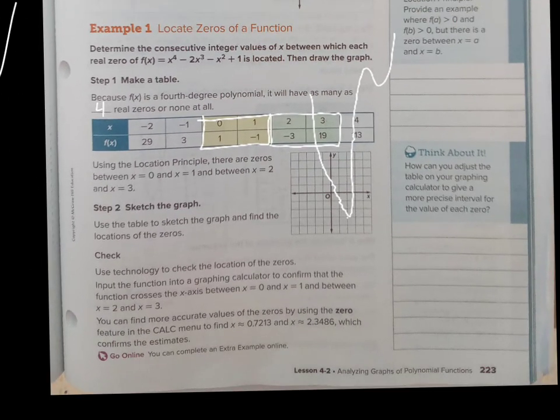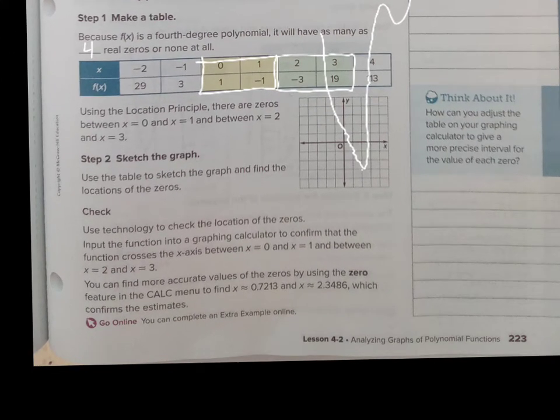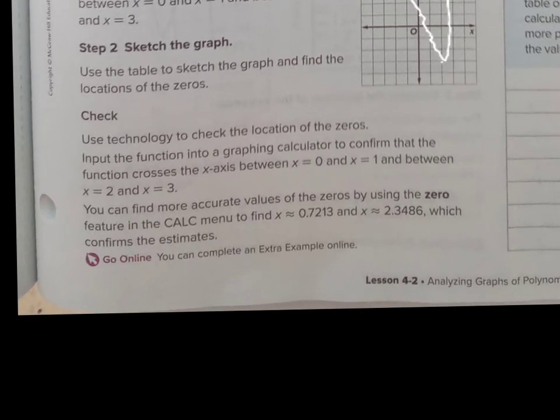All right, now it says use technology to check the locations of the zeros. Input the function into a graphing calculator to confirm that the function crosses the x-axis between those two things that we had just seen. Okay, so we're not looking exactly what those numbers are. We're just kind of locating them between two integers. And then they want to say this.